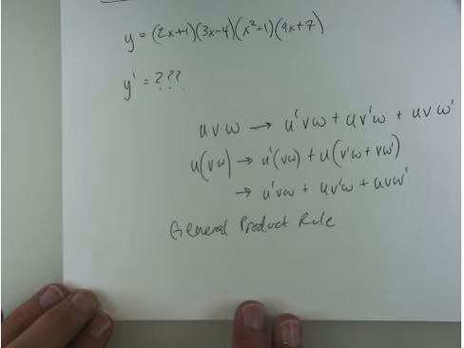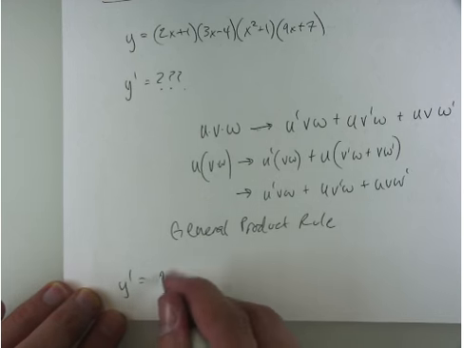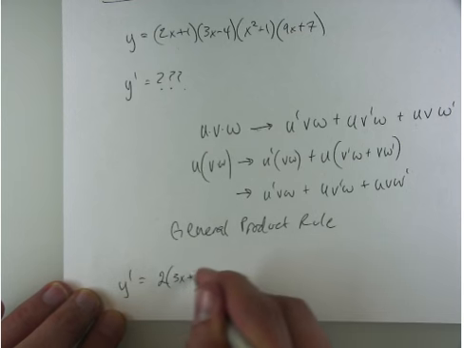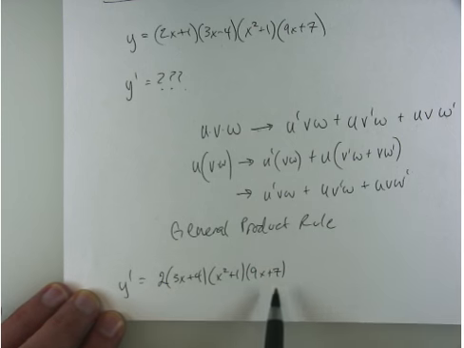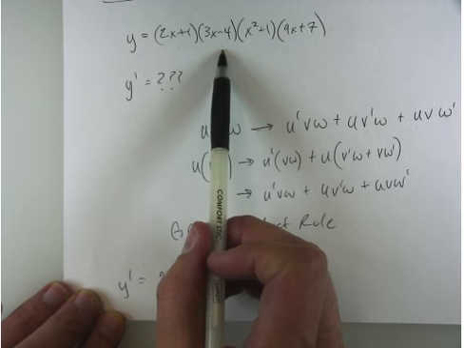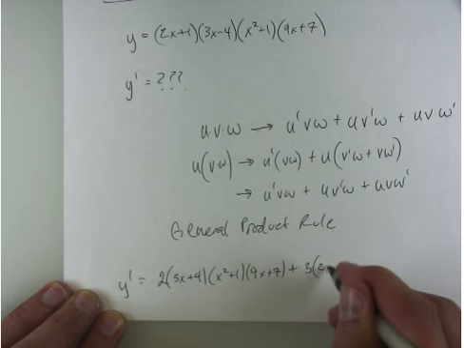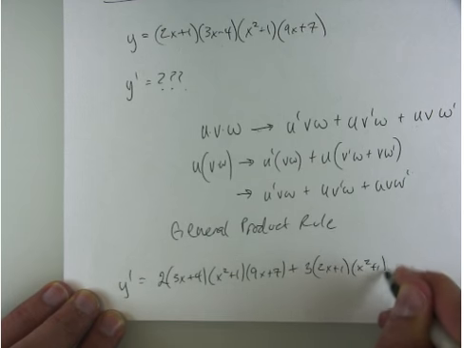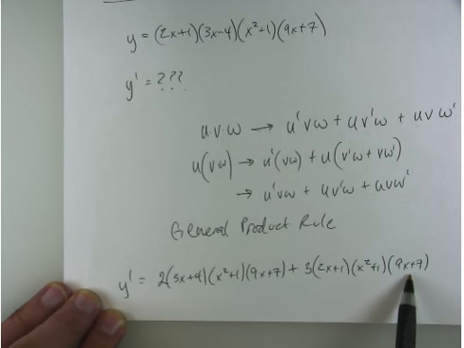So if we go back and try to tackle this example in particular, we're going to find that y prime is, let's see, 2x plus 1's derivative is 2, and everything else is going to stay exactly the same: 3x minus 4, x squared plus 1, 9x plus 7. And then I'm going to add, now 3x minus 4 gets its derivative taken. So 3, and everything else stays the same. 2x plus 1, x squared plus 1, and 9x plus 7, it's not their turn.